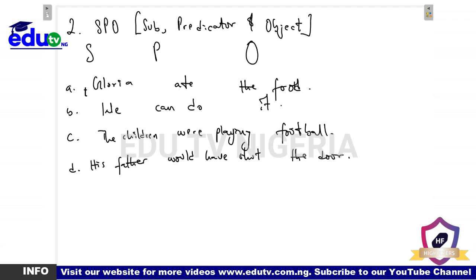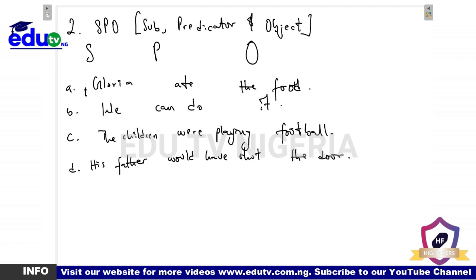So look at all of these examples. You'd see that there is a subject, there is a predicator, and there is an object. Do we get it? So for the first sentence, what's the subject? That's Gloria, right? Exactly. For the second sentence, what's the subject? We. For the third sentence, what's the subject? The children. And for the fourth sentence, what's the subject? His father. Do we get it? So those are the subjects.